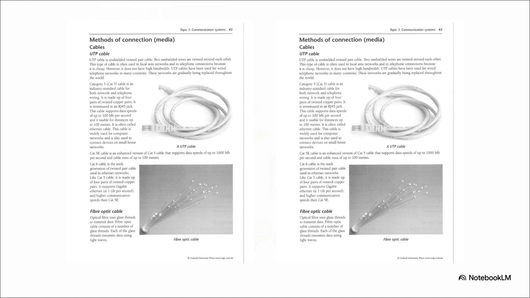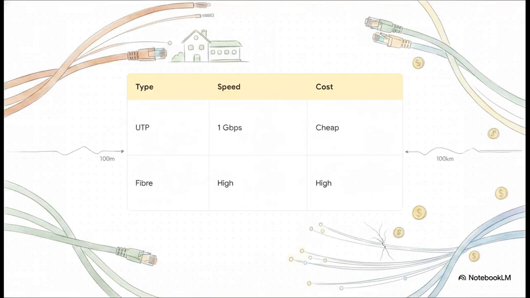This thing is literally made of microscopic glass threads that transmit data using actual pulses of light. Let's put them head to head. UTP, like your standard Cat5 or Cat6 Ethernet cables, offers really solid bandwidth, up to 1 gigabit per second for Cat6. Plus, it's cheap to produce and incredibly durable, which makes it absolutely perfect for local home or school networks.